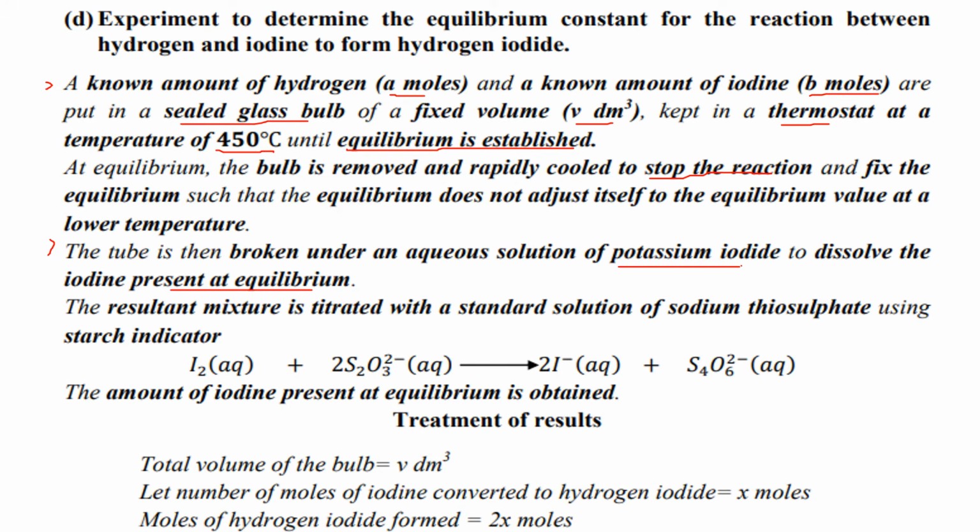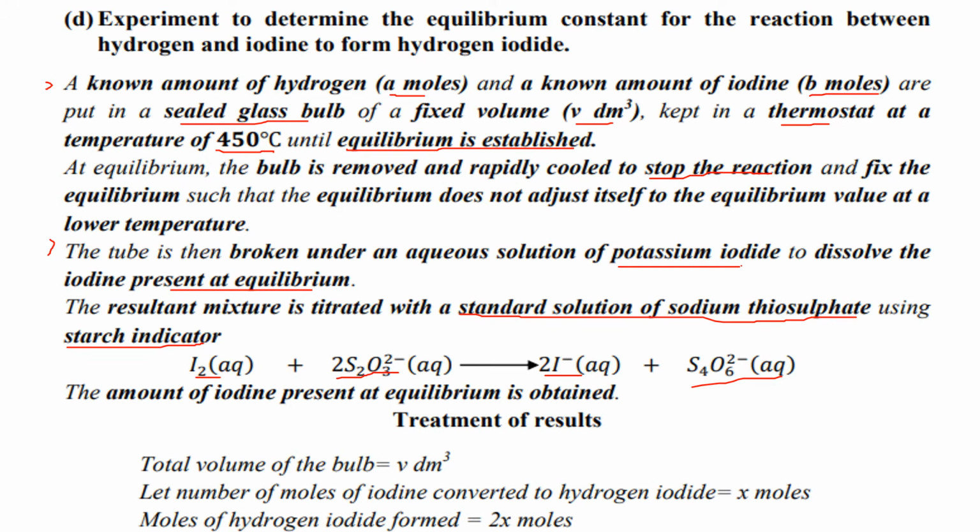Now the resultant mixture is then going to be titrated with a standard solution of sodium thiosulfate. And I told you, whenever I use a standard solution of sodium thiosulfate, always our indicator is going to be the starch indicator. So the iodine that is present at equilibrium, remember, is the iodine that is unreacted. It reacts with sodium thiosulfate according to the following equation to form two iodide ions and a complex. So the amount of iodine present at equilibrium is then obtained as below. So let's start with the treatment of results.